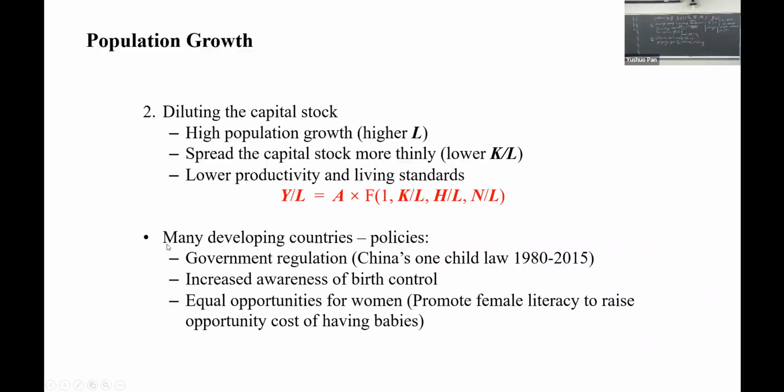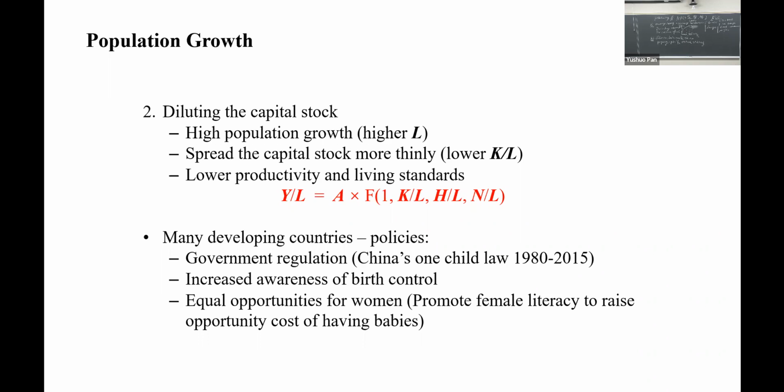Because of the first two disadvantages, some governments in developing countries adopted policies, like China. The government's regulation, China's one-child law, was in place from 1980 through 2015. And that's also what the Chinese government did: increase the awareness of birth control.